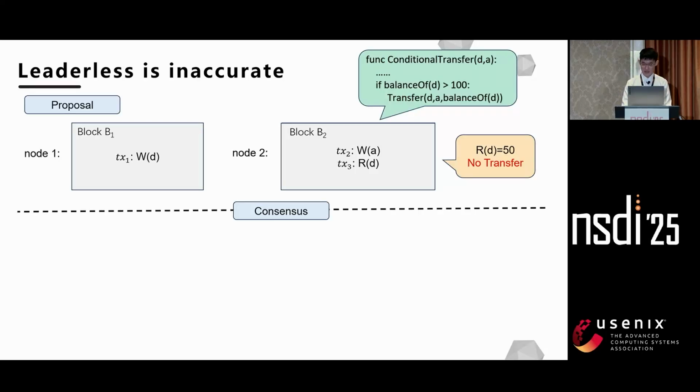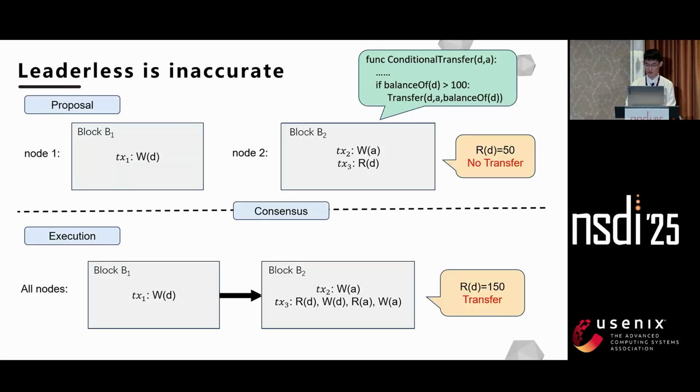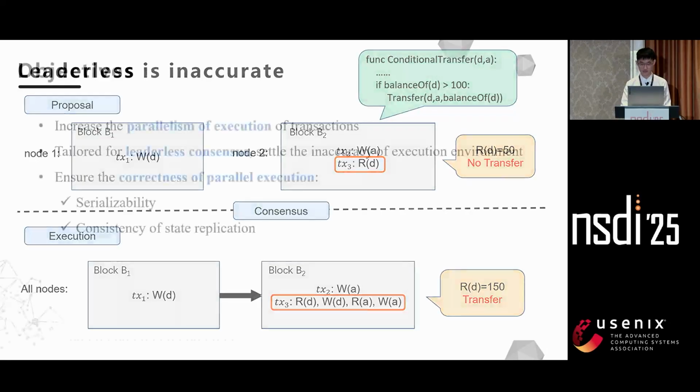But during execution phase, all nodes will process block 2 after block 1. Then when TX3 is being executed, the balance in account D is 150, and TX3 will perform the transfer. The execution results of TX3 will be reading A, reading D, writing D, reading A, and writing A. If one node follows the schedule made by node 2 to execute TX2 and TX3 in parallel, there will be a conflict. The execution results of the proposal and the execution phase are different, and the execution environment in leaderless consensus is inaccurate.